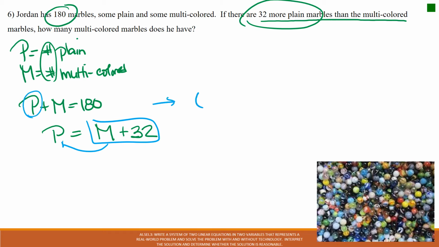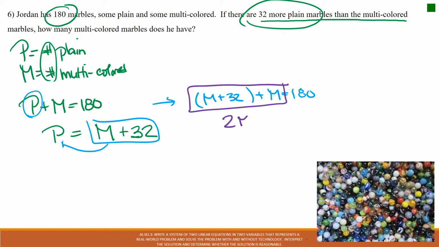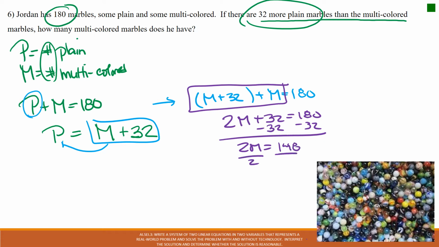I'm going to put this in for P up here. So I'm going to have P plus M equals 180, and I'm going to substitute in M plus 32. I'm going to grab that purple pen and combine like terms. 2M plus 32 equals 180. Subtract 32. So 2M is going to equal 148, divided by 2. M is going to equal 74. So there are 74 multicolored marbles.